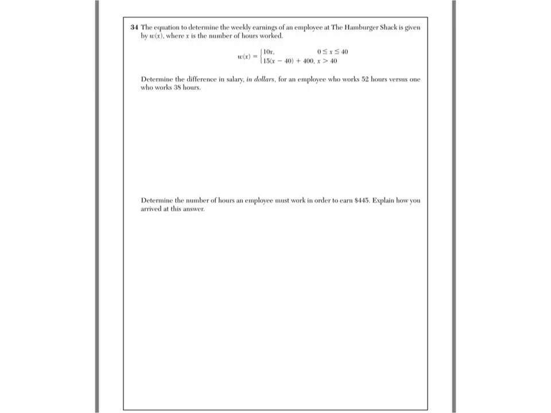The equation to determine the weekly earnings of an employee at the Hamburger Shack is given by W of X, where X is the number of hours worked. So the first thing you should recognize is that you have a piecewise function, and that means you have two equations which are given, and here are the constraints for the domains. Determine the difference in salary in dollars for an employee who works 52 hours versus one who works 32.